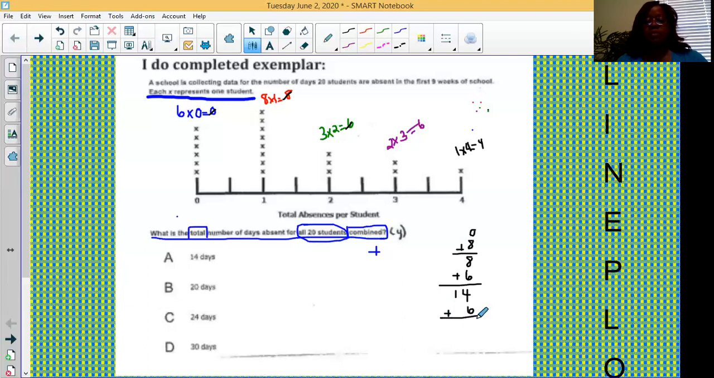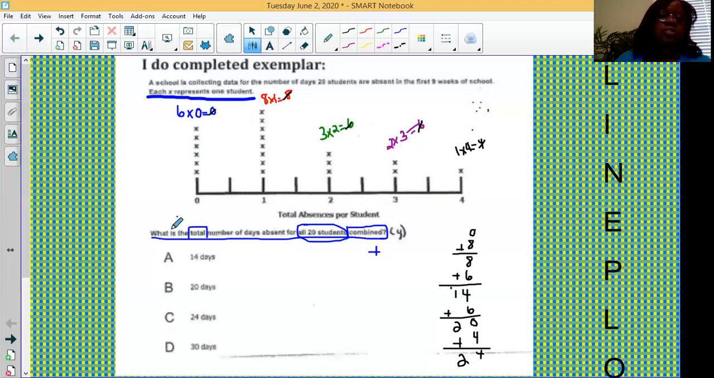6 plus 4, I know it's 10. Put down my 0. Put my plus 1 here. And that makes 2. All right, so I've used this 6. So now I'm going to add my 4. So 20 plus 4 gives me 24. So I've added all my numbers.